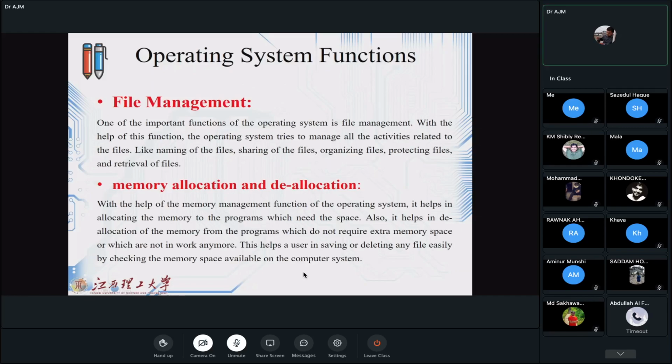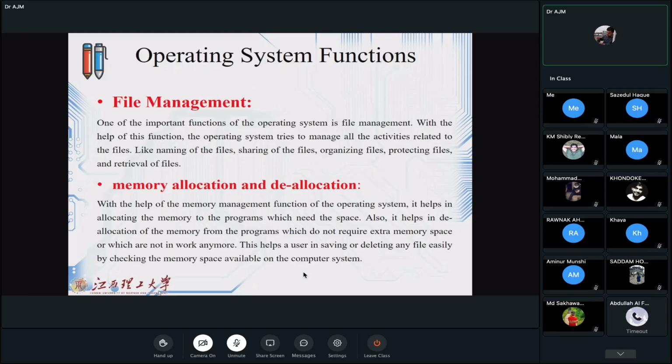We talked about the job of the operating system, but let us have more idea about the functions that we expect from the OS. First, we want it to do file management. One of the important functions of the operating system is file management, with the help of which the operating system tries to manage all activity related to files, such as naming, sharing, organizing, protecting, and retrieval of files. The next function is memory allocation and deallocation, where with the help of the memory management function, the OS allocates memory to programs which need the space.